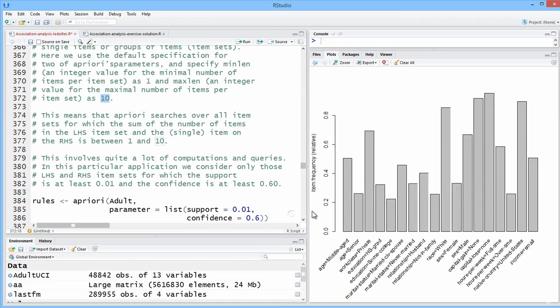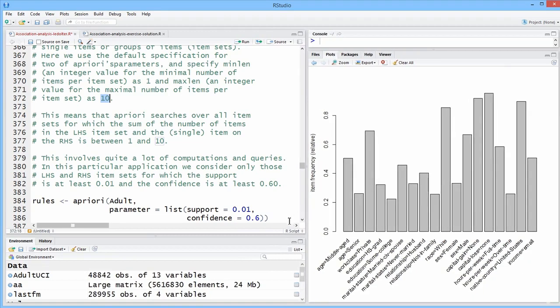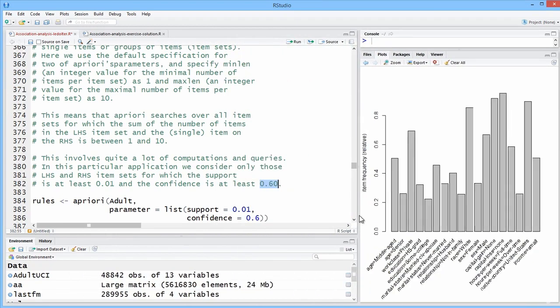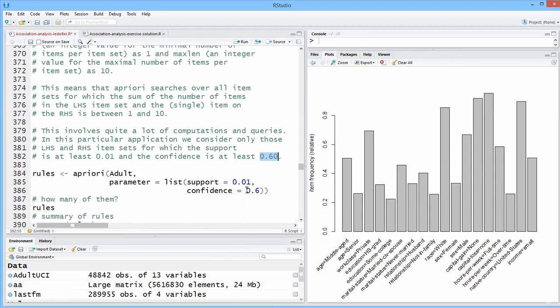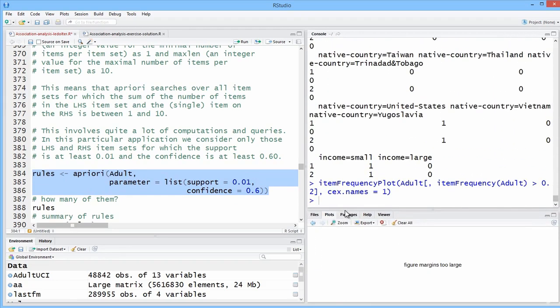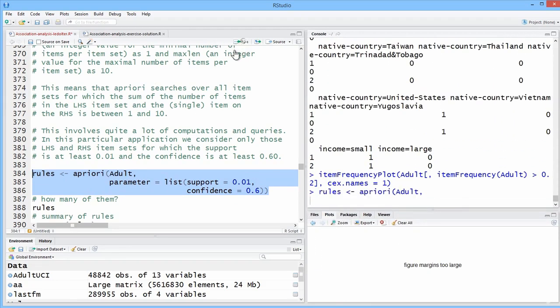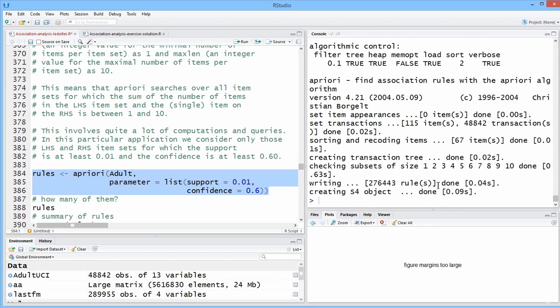So to try and offset that a little bit, we're going to look for sets where the support for the combination of items is at least 0.01, and for rules that have a confidence of at least 60%. So let's do that. And we want to have the console viewable so we can see what it actually does. It does some computations and takes this pretty fast.